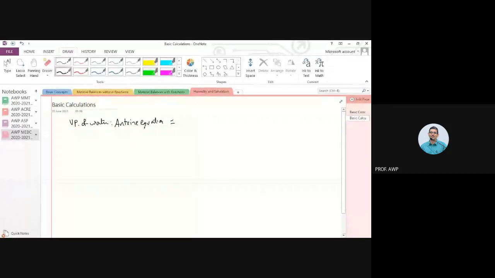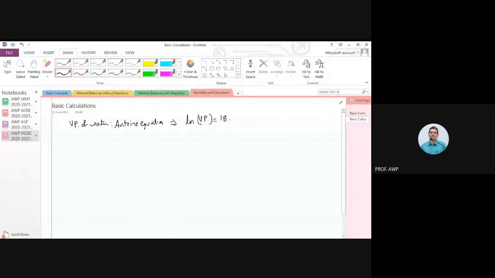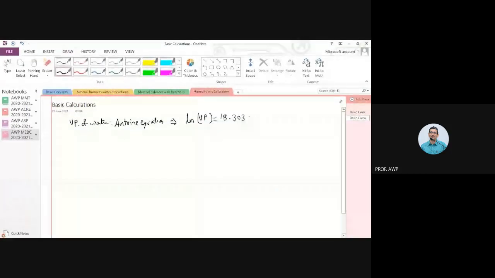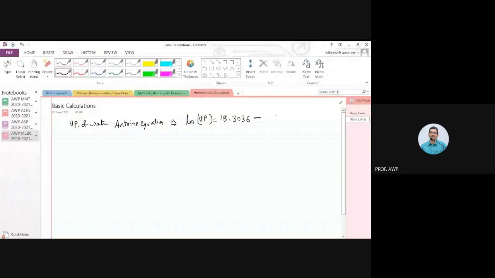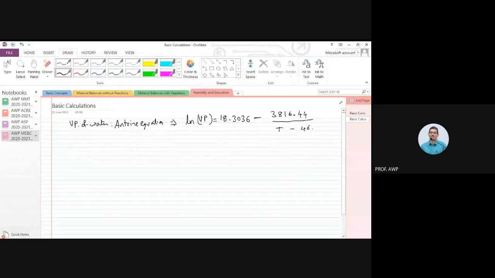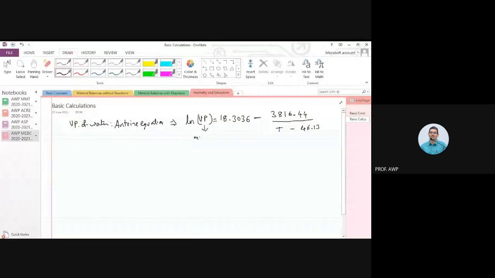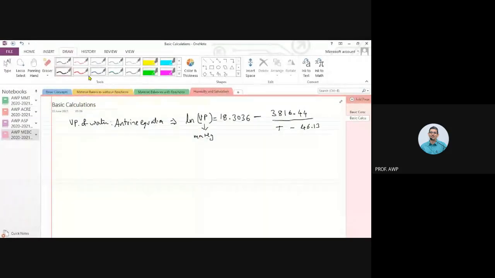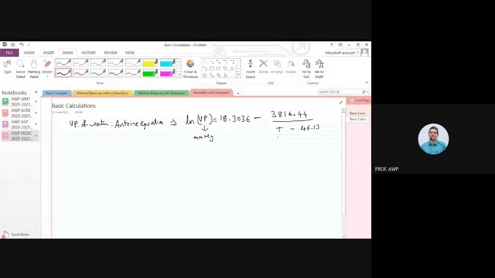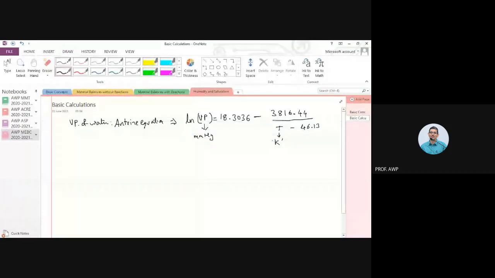That's like this. ln Vp is equal to 18.3036 minus 3816.44 divided by T minus 46.13. Okay. And here vapor pressure is in units of mmHg, and temperature is in units of Kelvin.